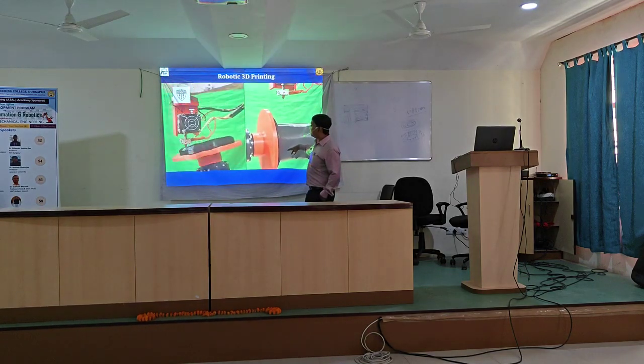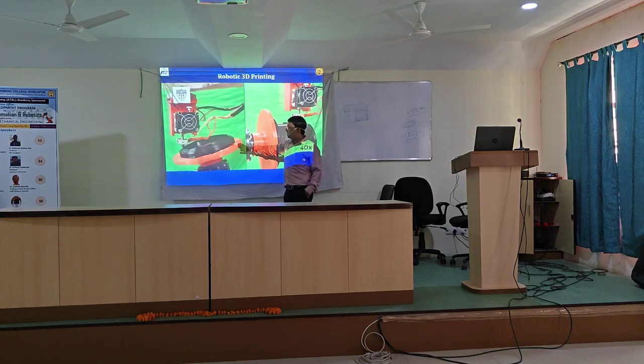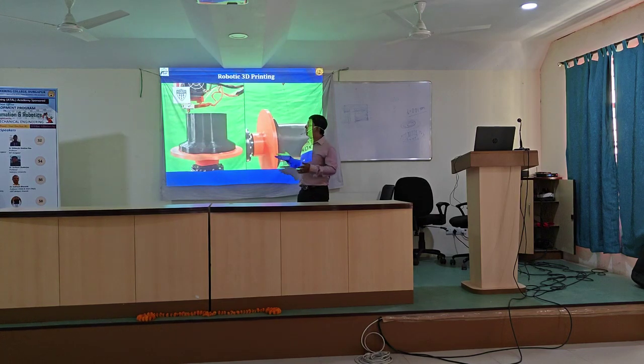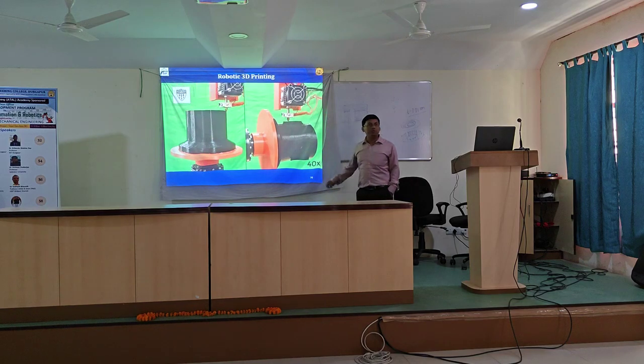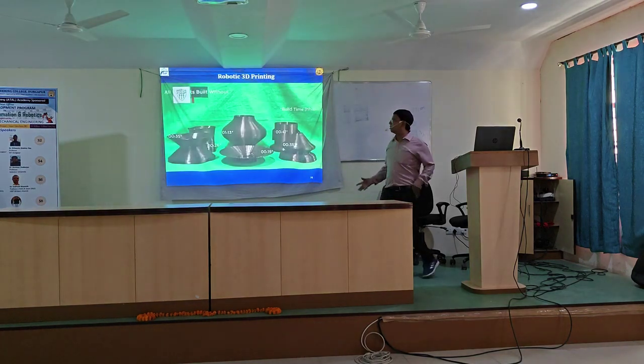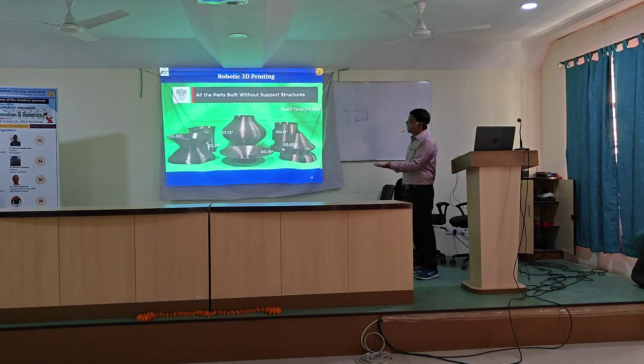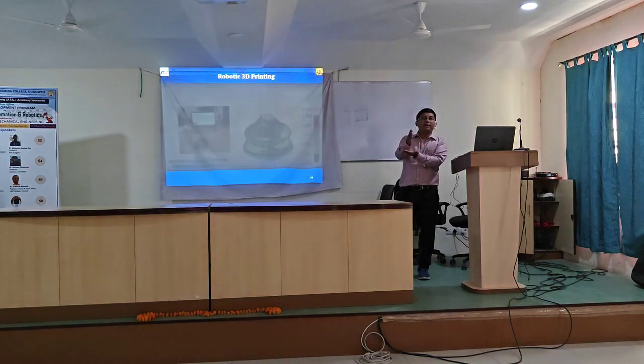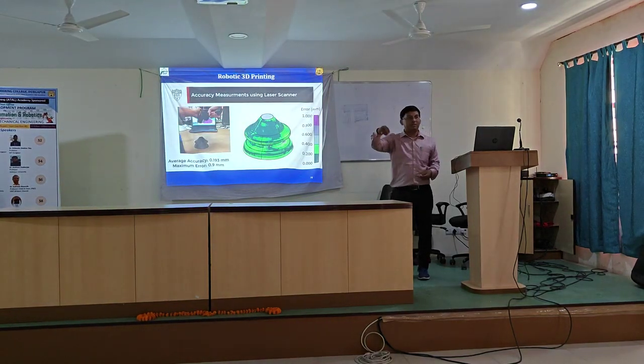Using robotic 3D printing, the most important advantage with respect to FDM is that for the overhang portion, no support structure is required. Without any support structure you can develop it, because whenever you like to create any overhang portion, you tilt your platform by that much angle in the reverse direction, so that it becomes solid.